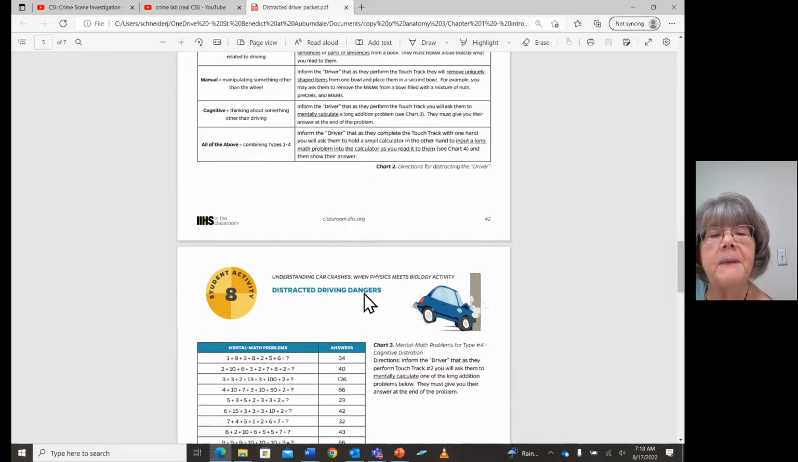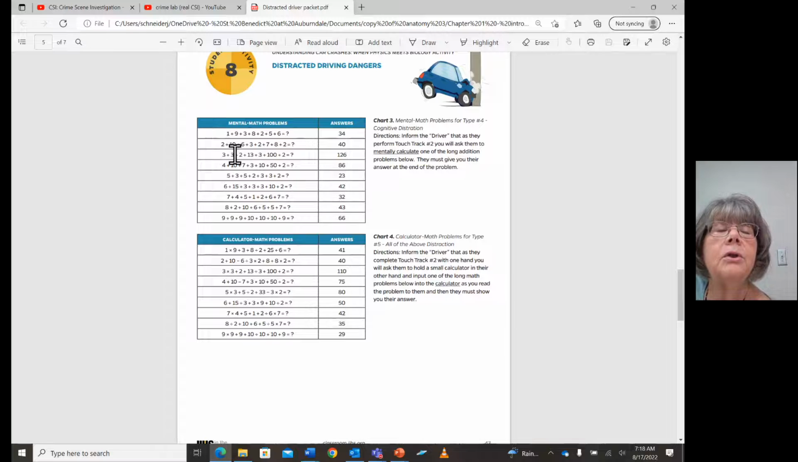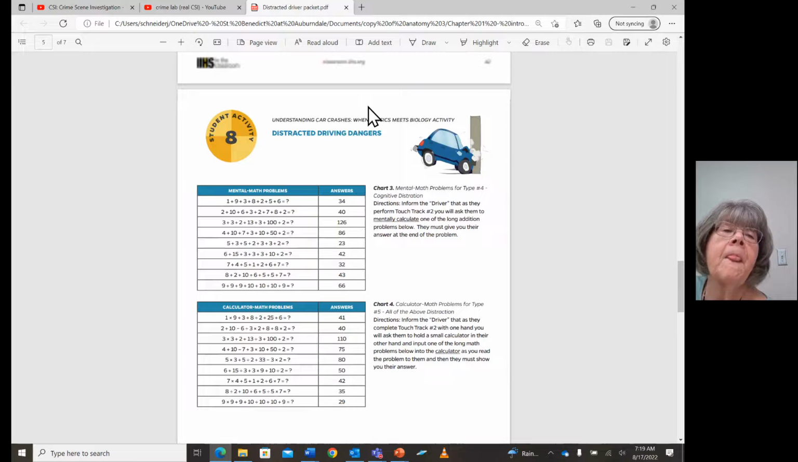The next one is cognitive. You've got to go back to these sheets. Right here, you have the mental math problem. The person that's your distractor would say 1 + 9 + 3 + 8 + 2 + 5 + 6, and then you have to come up with the answer. So you're doing it mentally.